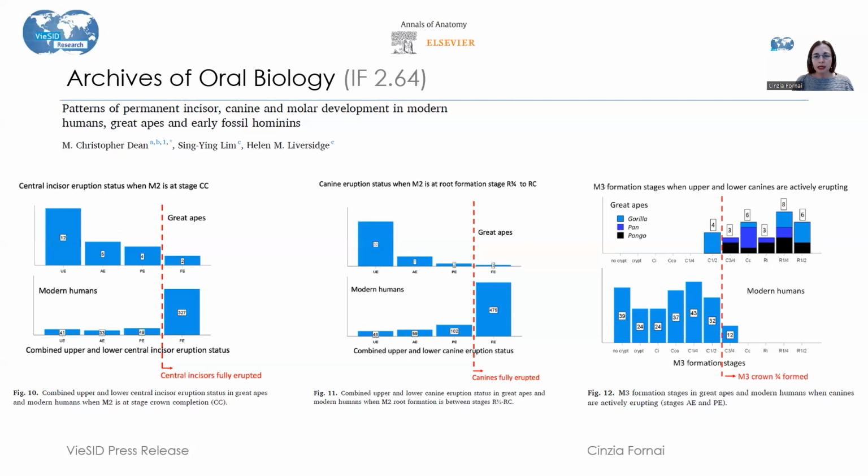In modern humans, as in great apes, time of molar formation and eruption is in fact quite variable, especially for M2 and M3. In some, both incisor and canine formation and eruption are relatively advanced in humans and relatively delayed in great apes.